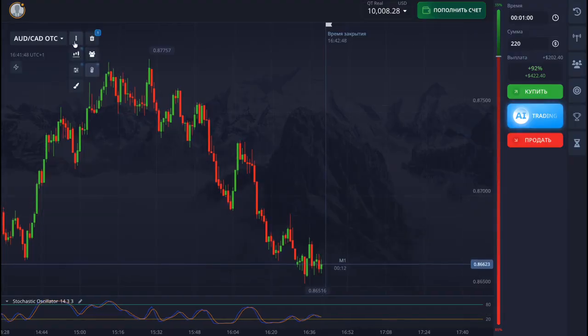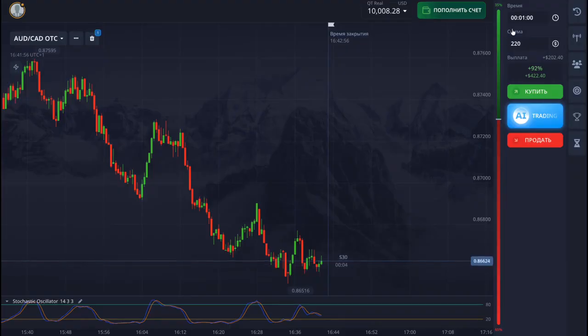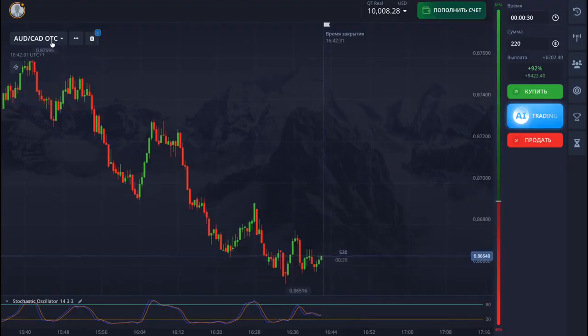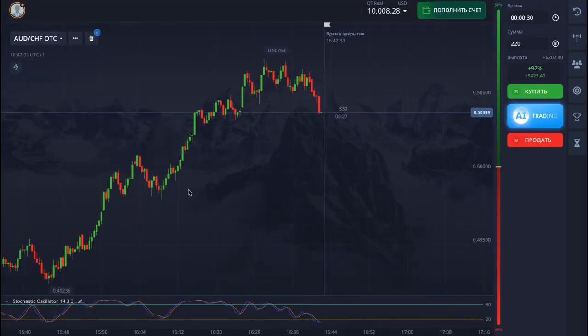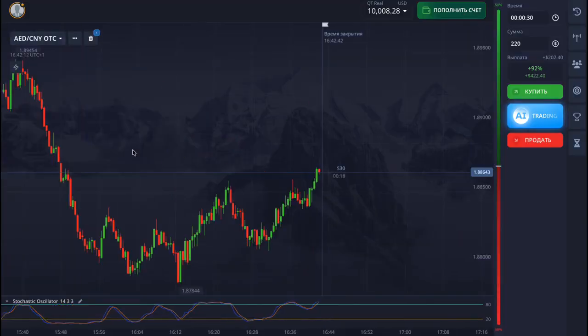How do you trade with this indicator? Look, I set a 1-minute time frame, and the expiration time is also 1 minute, but I would advise you to even try 30 seconds. Let's try 30 seconds. And the expiration time is also 30 seconds. And we start running through currency pairs, looking for where to enter and make money.